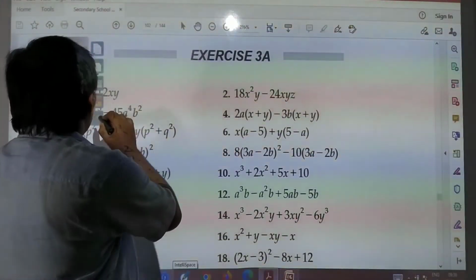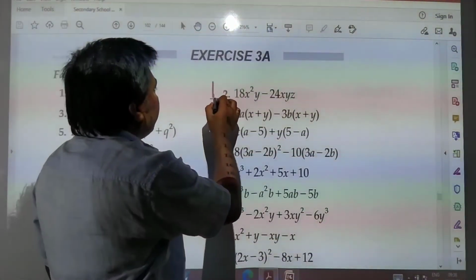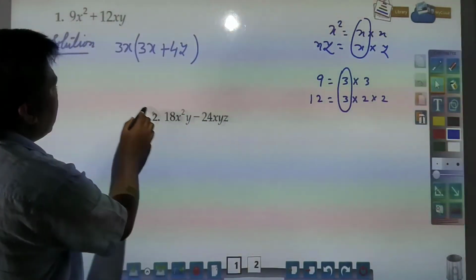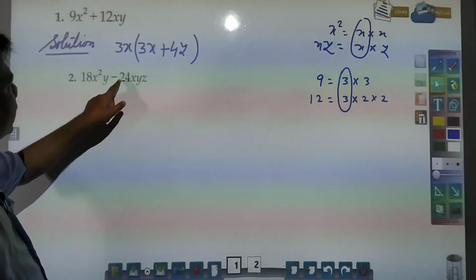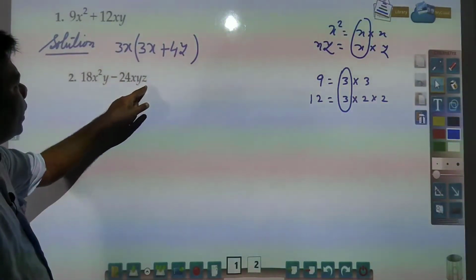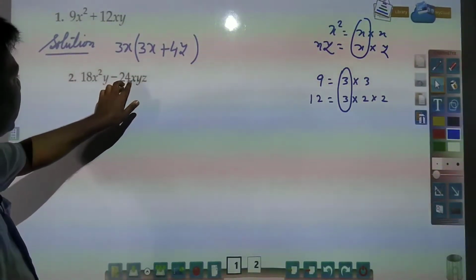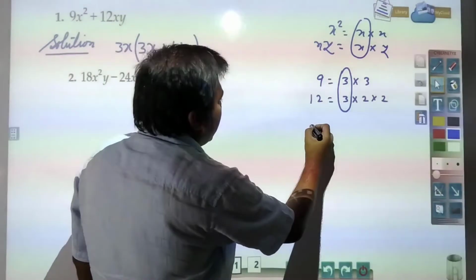Next question we will see. Suppose you have the next question, this one. Suppose you have 18x square y minus 24xyz. So what is needed to be done again? You have 18 and 24, so you find the HCF of this.